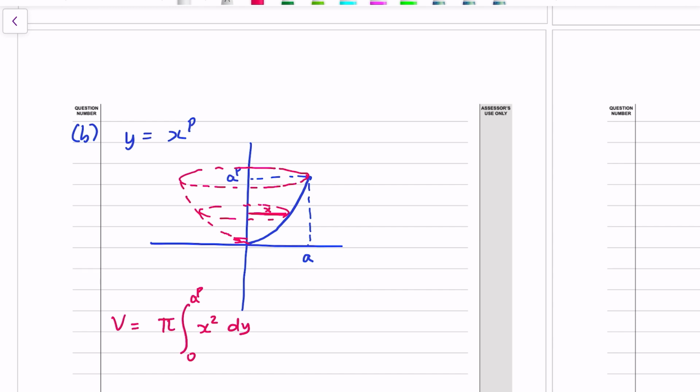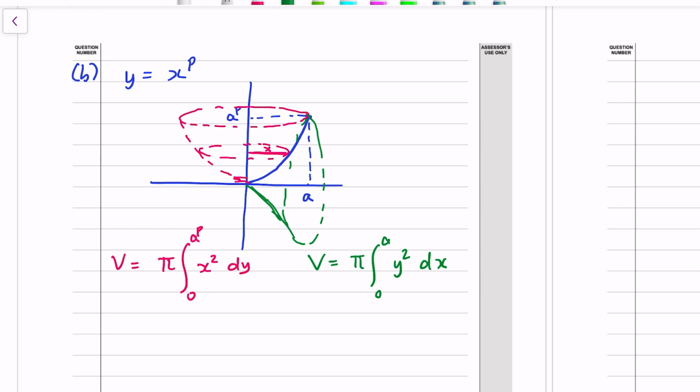Okay, if I rotate it around the other axis, we get some sort of horn, trumpet kind of shape. The only thing that changes in the formula is the variables get switched around. So I'm integrating between 0 and a this time, and it's y squared dx. Okay, we want these volumes to be the same.